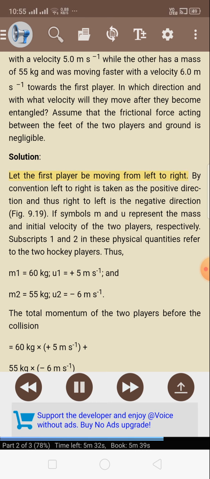Solution. Let the first player be moving from left to right. By convention, left to right is taken as the positive direction, and thus right to left is the negative direction. Figure 9.19. If symbols m and u represent the mass and initial velocity of the two players respectively, subscripts 1 and 2 in these physical quantities refer to the two hockey players.